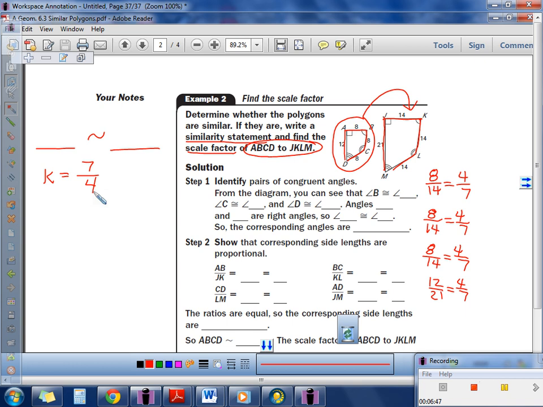Since they're all good there, I can write my similarity statement. And guess what? It tells you the letters, and it puts them in order already. All I need is A, B, C, D, and J, K, L, M. I don't need a triangle symbol because we're not dealing with triangles. These are quadrilaterals. There's not really a quadrilateral symbol.